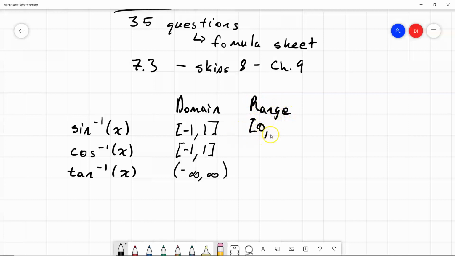Its ranges, what the outputs were, was the restricted domain of our regular function. So it was -π/2 to π/2 for sine, 0 to π for cosine, and -π/2 to π/2 for tangent.